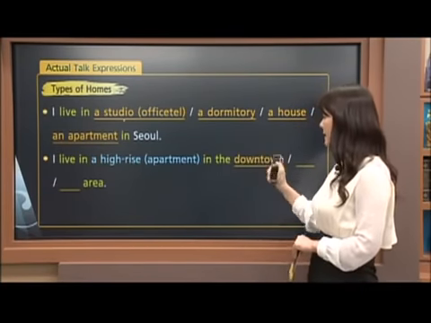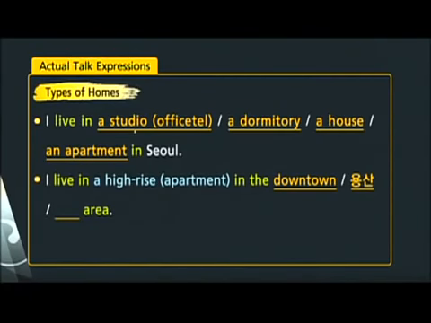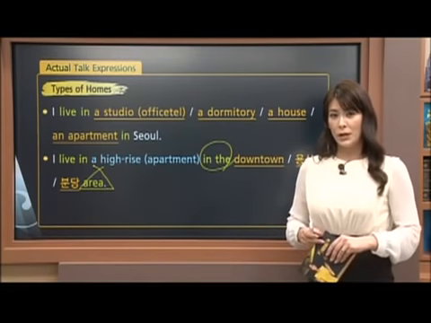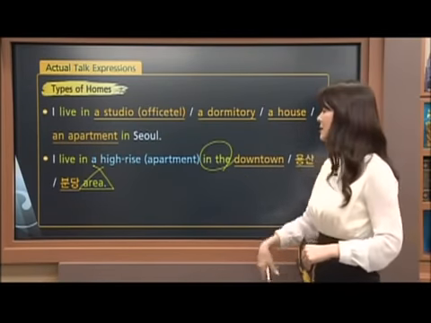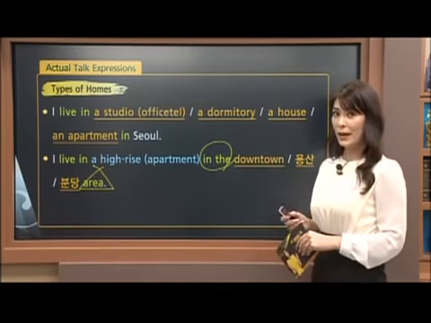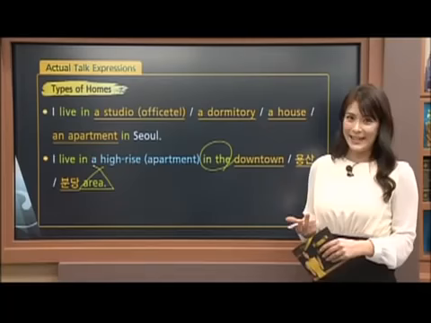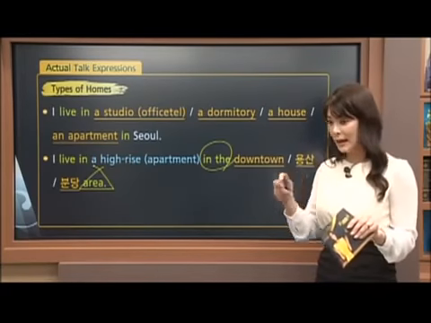Now, where? In the downtown, or in the Yongsan, or in the Bundang area. What is the difference? I live in, same, but this time we have "in the." It's not just "in", it's in the certain area, okay? So if you live in Seoul, you can say I live in Seoul, but if you want to talk about a particular area, you can say in the so-and-so area, okay? Downtown area, Bundang area, or Yongsan area. So talk about that neighborhood plus area.